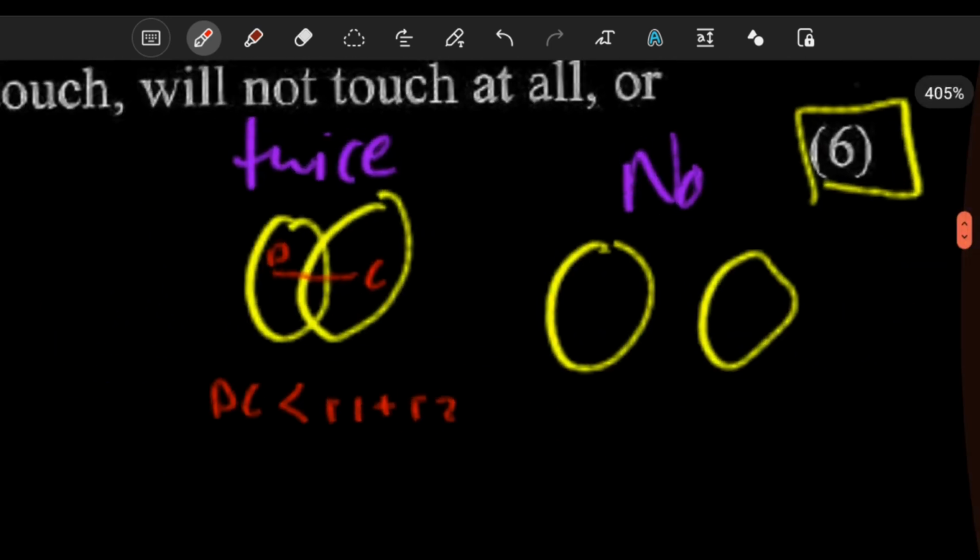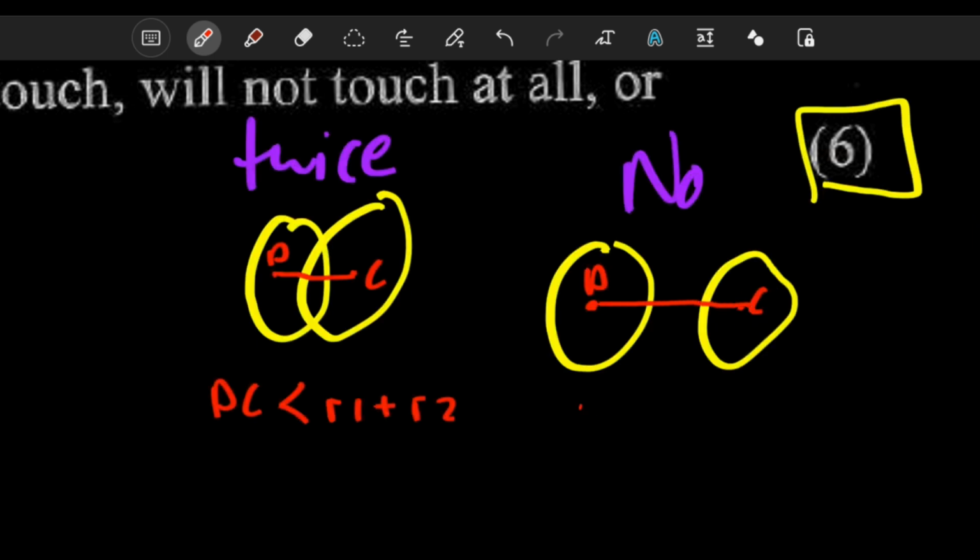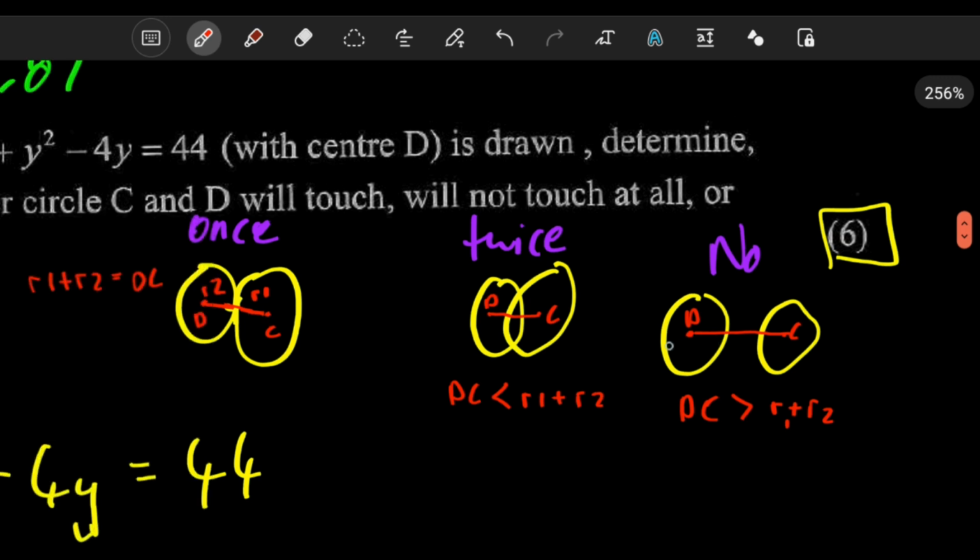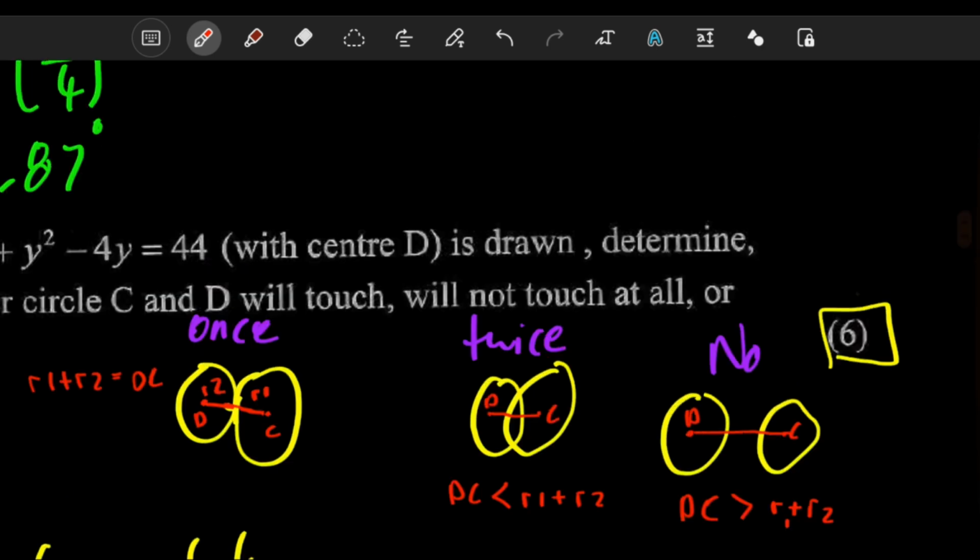If they don't meet at all, it means that the distance between point D and point C is bigger than the one radius plus the other radius, because of this small space in the middle. So if the distance between your two centers is bigger than the sum of the radii, then they don't touch at all. That's all we need to do here: work out the relationship between the radii added together and DC.